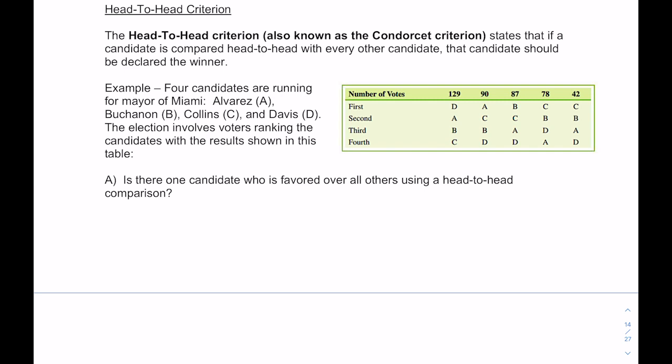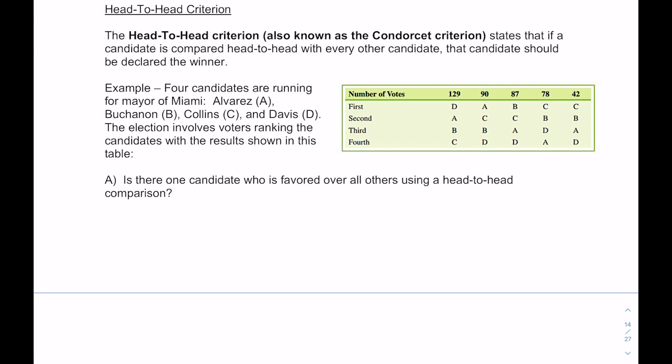Okay, so here we have 4 candidates running for the mayor of Miami. The election involves voters ranking the candidates with the results shown in the table. So there is our preference table. Question A, is there one candidate who is favored over all others using a head-to-head comparison? So what we're going to do is compare them head-to-head.